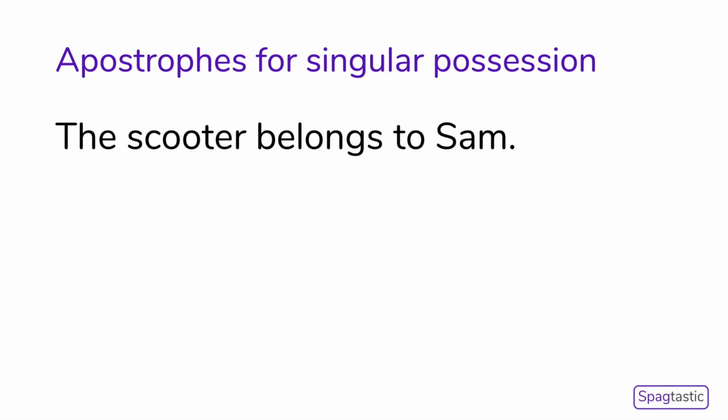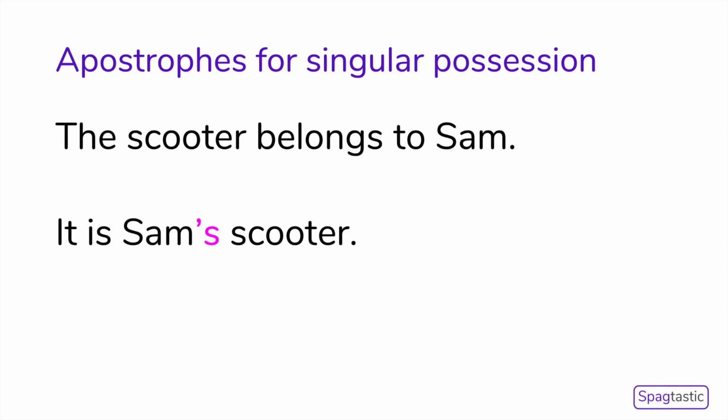Here we have the scooter belongs to Sam. It is Sam's scooter. So to show possession, we need to add an apostrophe and an S to the end of the word Sam. Let's take a look. It is Sam's scooter. There is only one Sam, so it is singular possession. You can see that after the word Sam there is an apostrophe and the letter S.